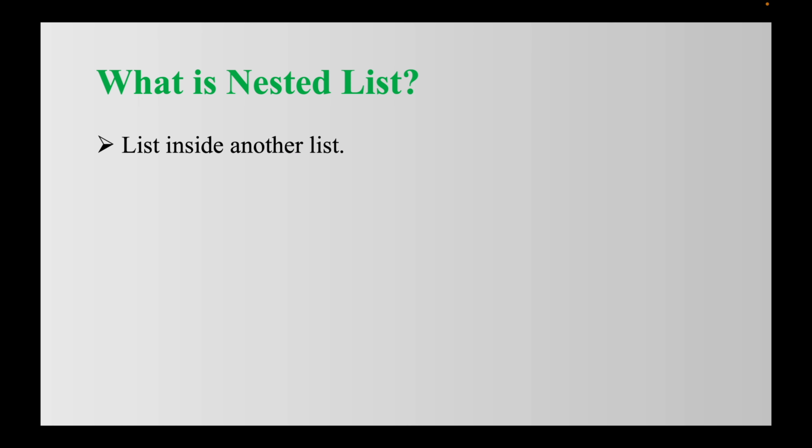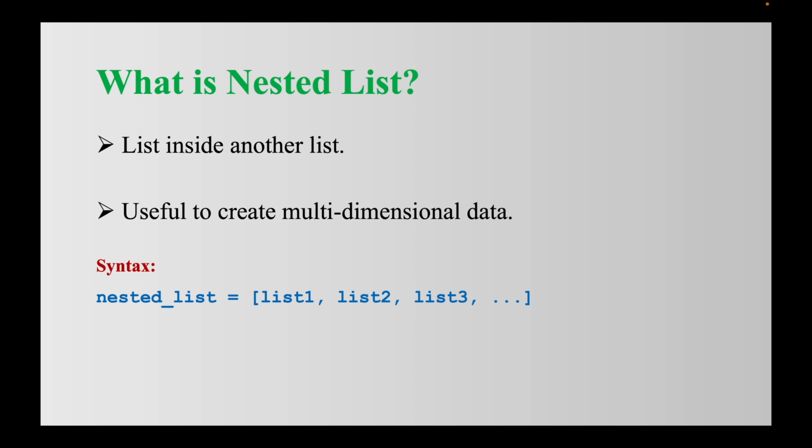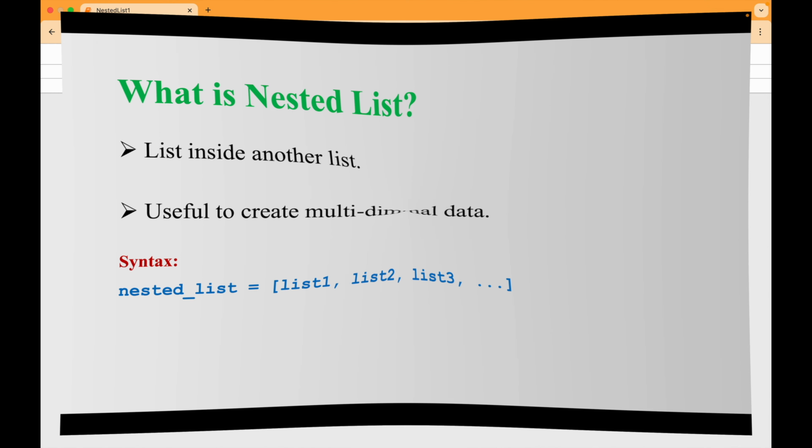So what is a nested list? Nested lists are lists inside another list in Python. They are very useful to create multi-dimensional data representations like matrices, tables, and so on. And the syntax for nested list is like this. Now let's learn more about nested list with various examples.